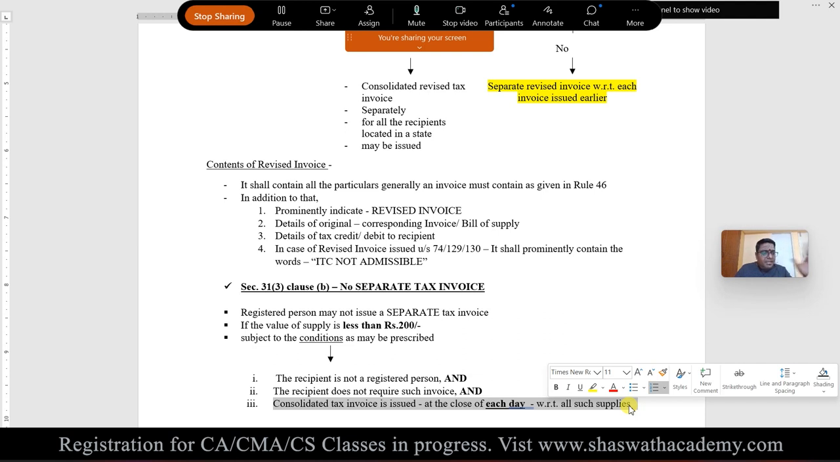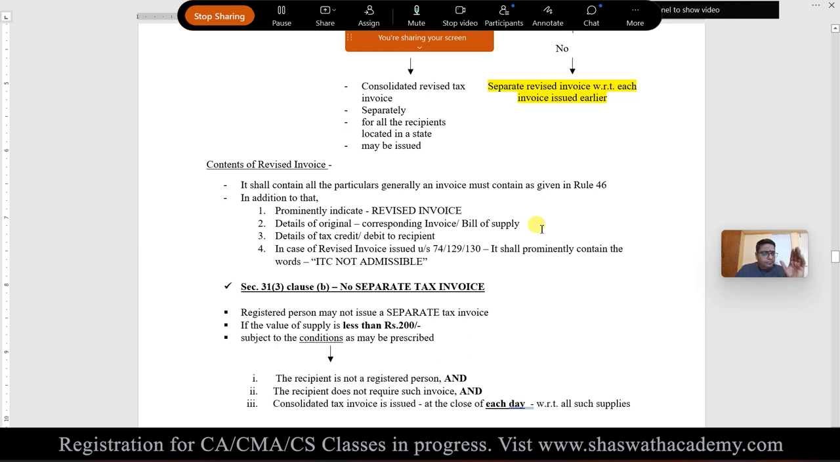My dear, let the buyer beware. KV taxpayer, please know your rights. Demand an invoice. Right, my dear? So this is one scenario where a consolidated tax invoice has to be issued each day. Are you all with me, my dear? Is it clear?